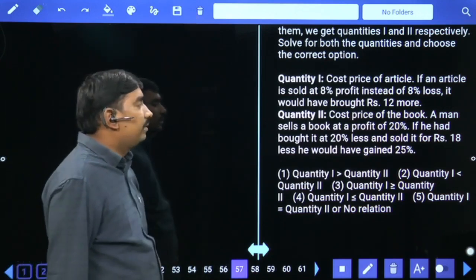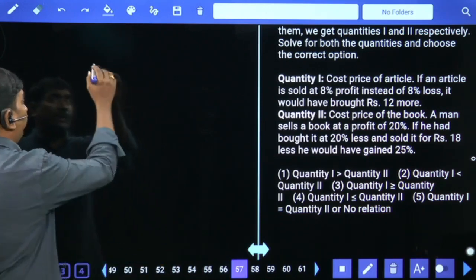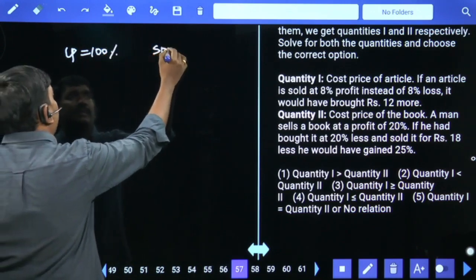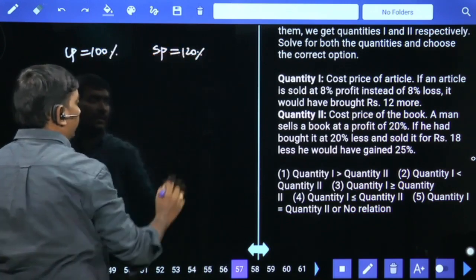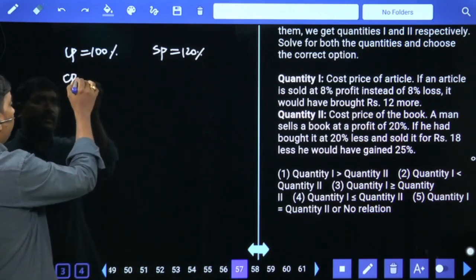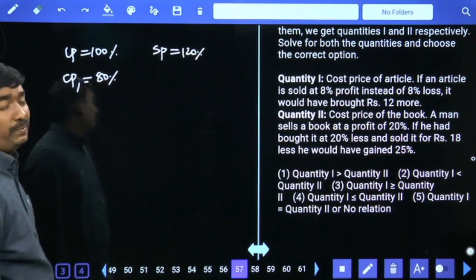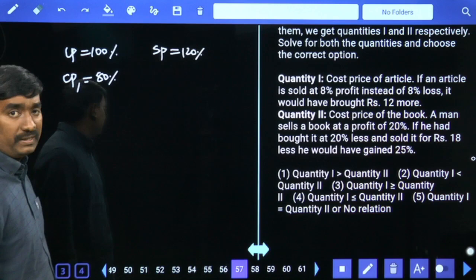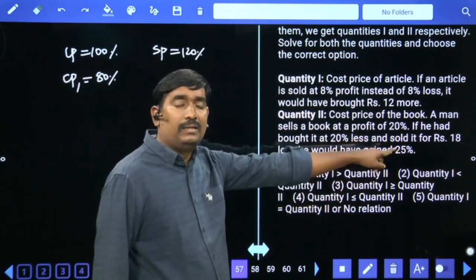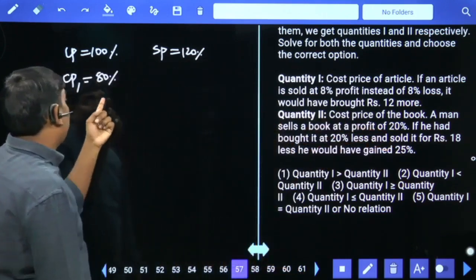Quantity 2. Cost price of the book. A man sells a book at a profit of 20%. If cost price is 100%, sells it at 20% profit means selling price 120. If we had bought it at 20% less, new cost price 80%, and sold it for 18 rupees less, he would have gained 25%. 25% profit in the second case. What is the second case cost price?